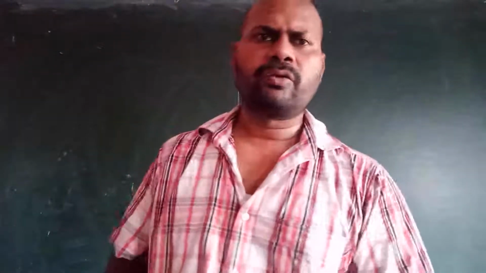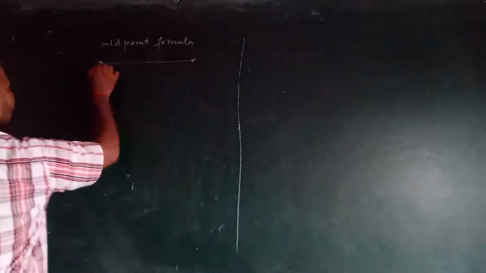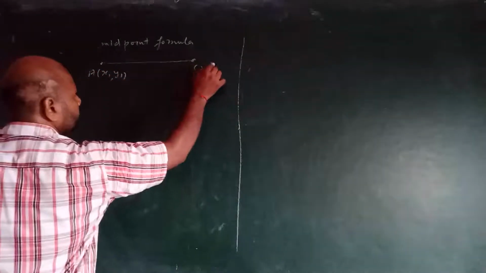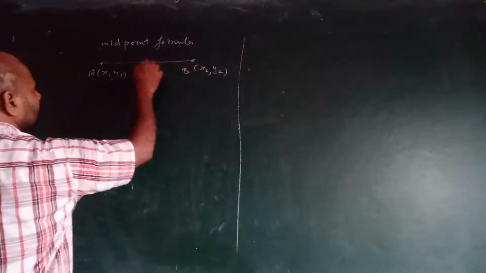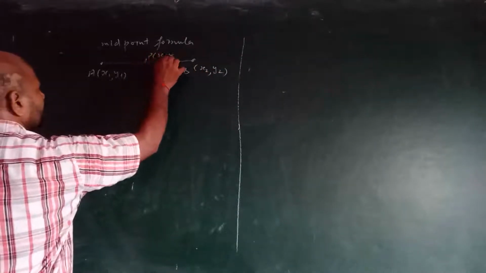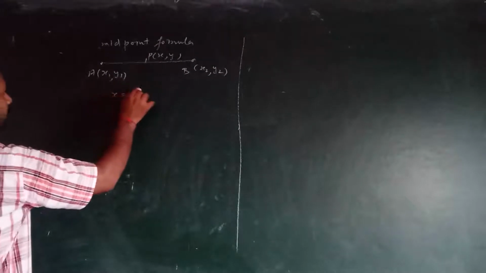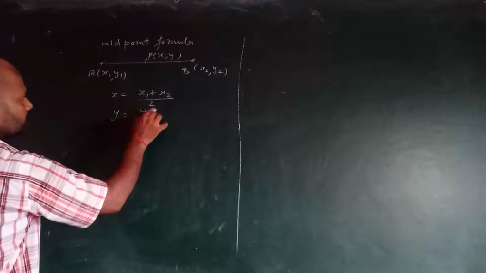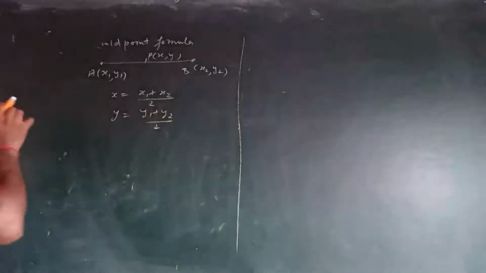Students, today we will study the midpoint formula in the straight line. The midpoint formula: the coordinates (x1, y1) are given and (x2, y2) are given, and the midpoint is (x, y). We have to find the value of x, which is x1 plus x2 upon 2, and y equals y1 plus y2 upon 2.